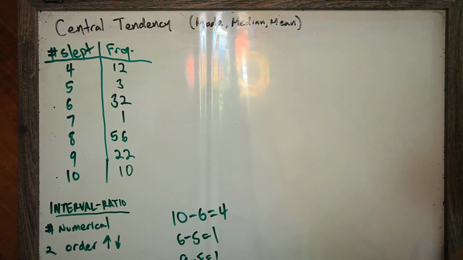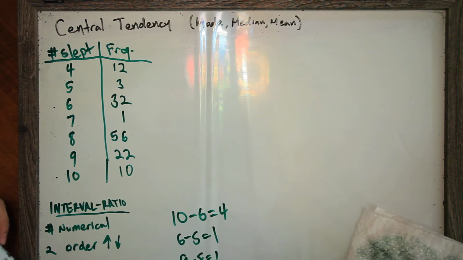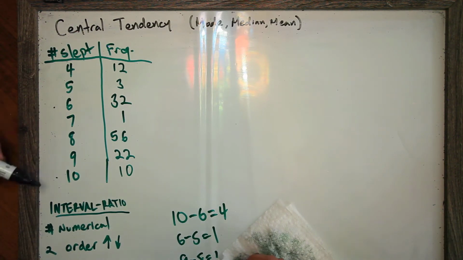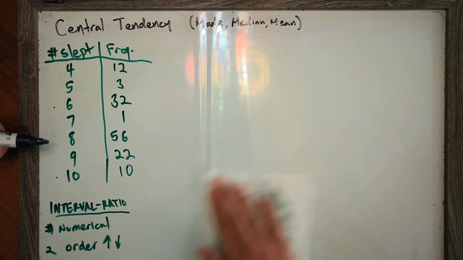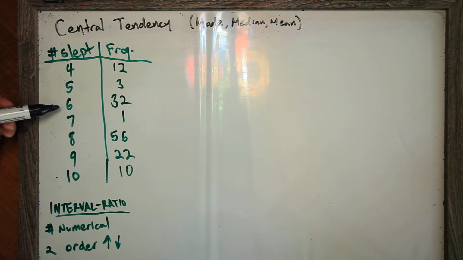So that's the 3 things you need. It needs to be numerical data, you need to be able to put them in order, and you need to be able to perform simple math. You need to be able to subtract these values from each other, and they need to be meaningful, right? There is a meaningful difference between 9 and 10, and there is a meaningful difference between 6 and 10, right? In the first case, it was 1 hour of sleep, and in the second case, it is 4 hours of sleep. So let's find our measures of central tendency.